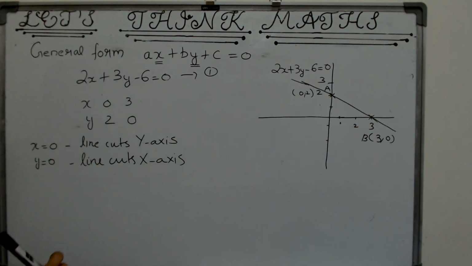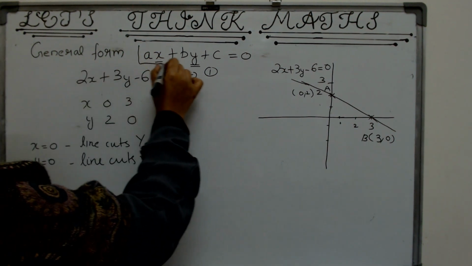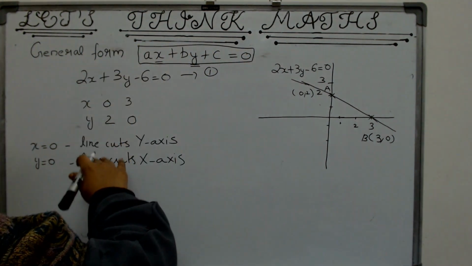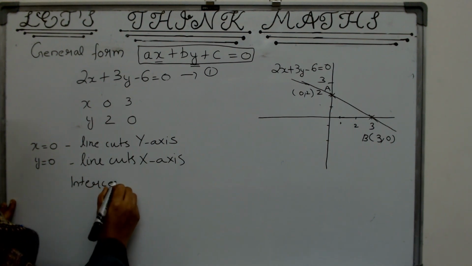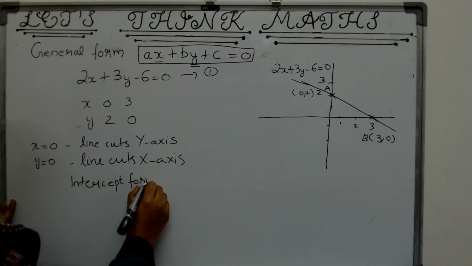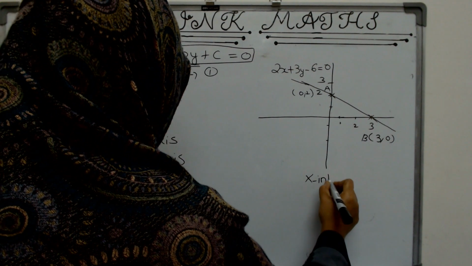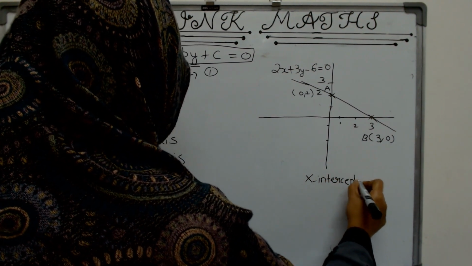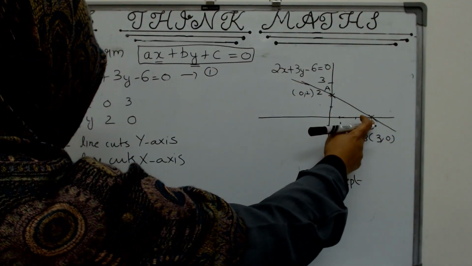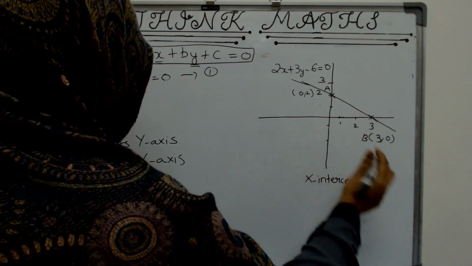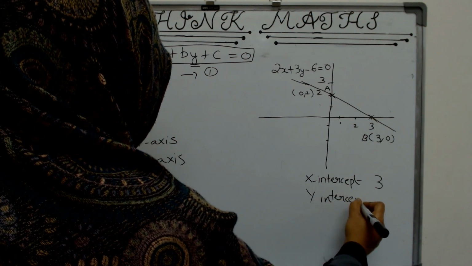Now there is a name for it, and this brings us to our next form. First we learned the general form, right? So we are going on to our next form, something called the intercept form. For that you first have to know what an intercept is. There are two intercepts: the x-intercept of a line and the y-intercept of a line. The x-intercept is the place where the line cuts the x-axis. Where does it cut the x-axis? Here, 3.